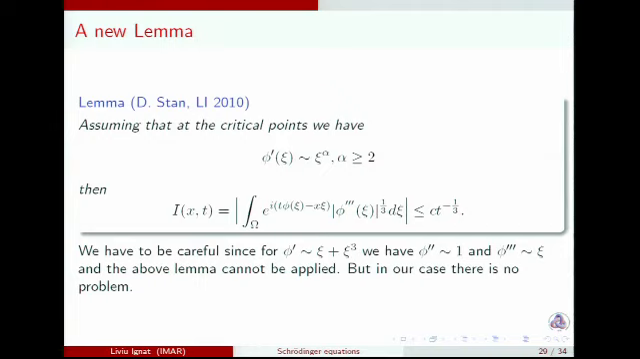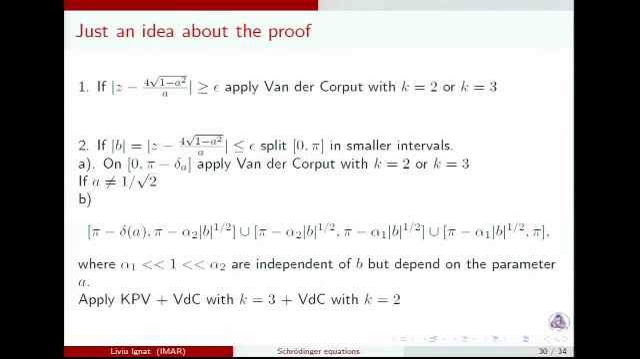The proof of this lemma is more or less similar to the one before, but you have to be careful because there are cases which are not covered by this lemma. So we need that at the critical point, the first derivative vanishes with some rate, and we will obtain Tn^(-1/3). Now, just an idea of the proof.